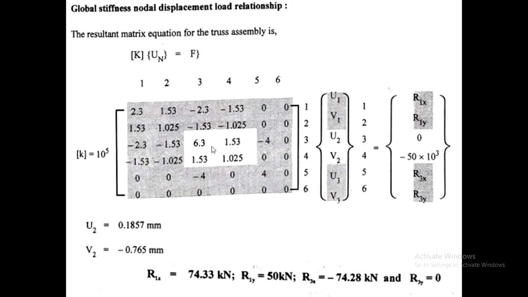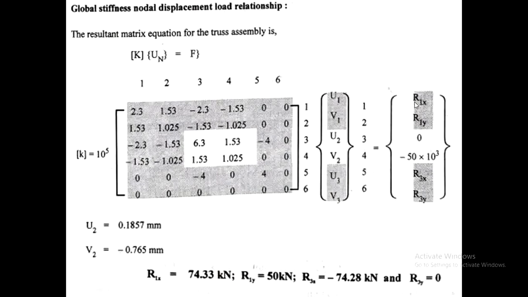Then U2 and V2 are unknown. Then the load is 0 and minus 50 into 10 raised to the power 3. So now this is a 2x2 matrix, which means we can convert it into simultaneous equations. We have two simultaneous equations, and now we can easily calculate the values of U2 and V2. So the displacement at node 2 in x direction, that is U2, is 0.1857 and V2 is minus 0.765.